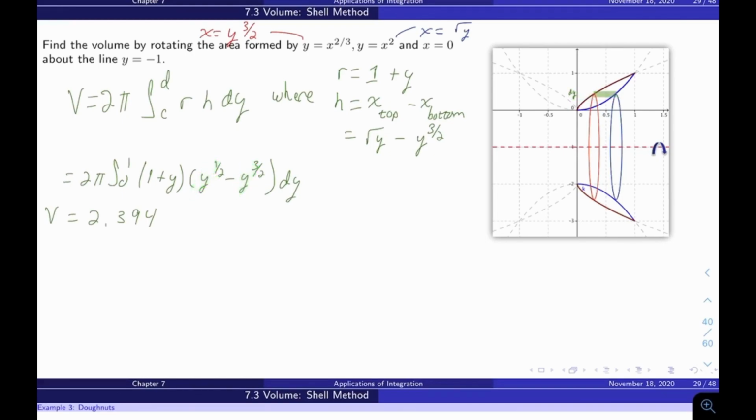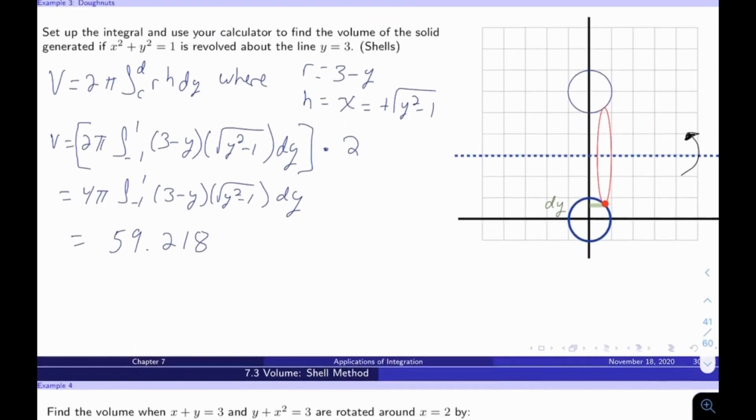The blue is the parabola, so y equals x squared. The red is the 2/3 function, but I need them in terms of y, so I have to solve both of those for x. The blue x is right here, but solved for x, it's y to the 1/2. The red x is here, but solved for x, it's y to the 3/2. And I have everything ready to go. 2 pi radius height. Plugging that into your calculator, you get 2.394.